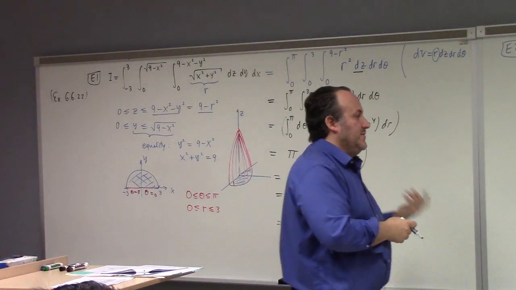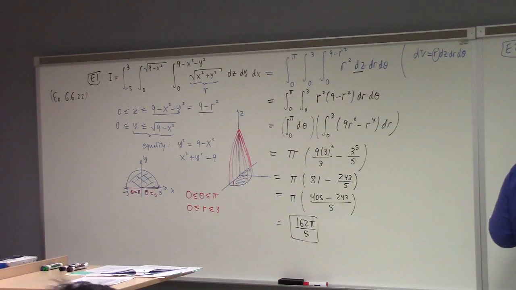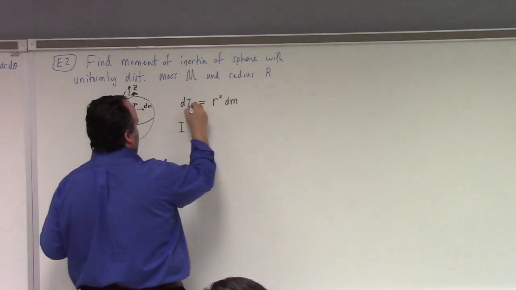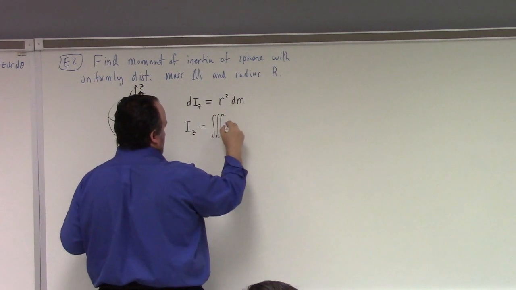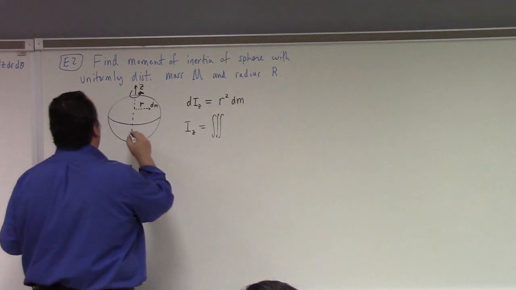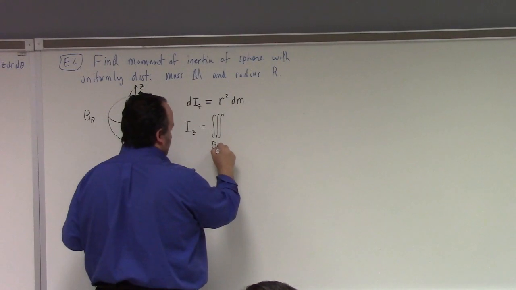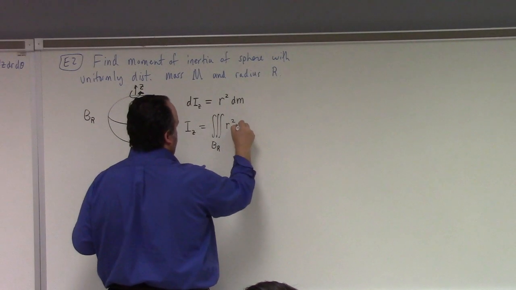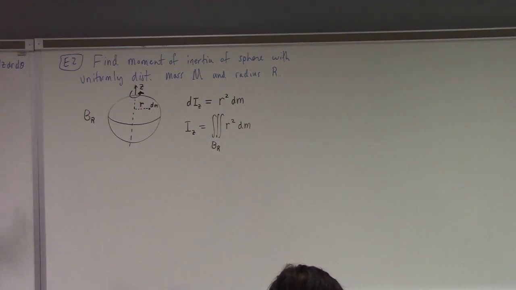But then to find the total moment of inertia, we have to add this up over the whole sphere, and so the moment of inertia for the sphere, and this is about the z-axis, is going to be equal to the integral over the sphere. Let me call this the ball of radius r, over the ball of radius r of r squared dm. Right? So that's the integral we have to do.